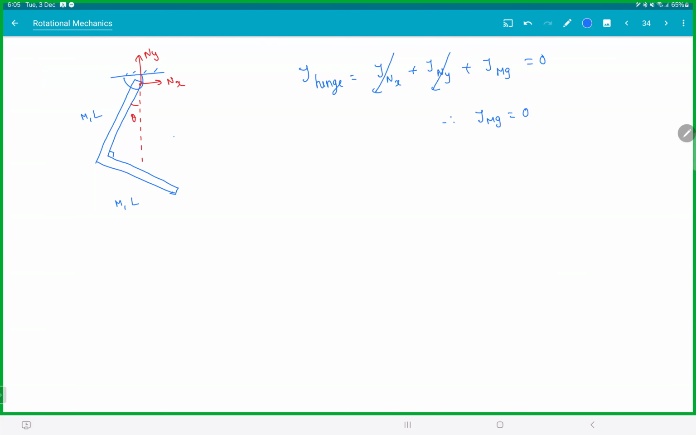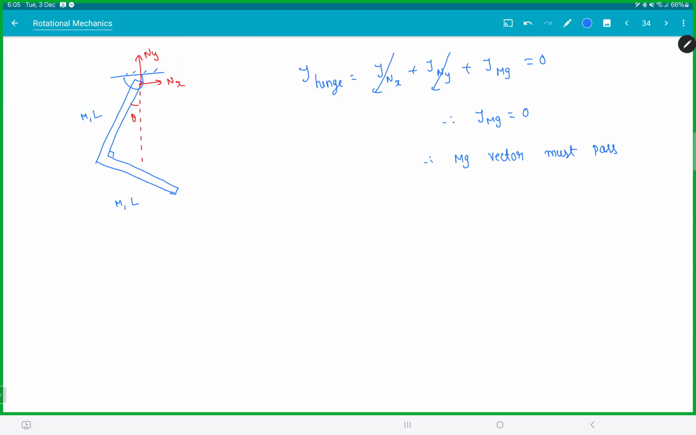Now think about it. Suppose the center of mass is here, Mg will be here. Do you think the torque is 0? There's a perpendicular distance, right? If Mg is here, is the torque 0? The only place where Mg can be so that the torque is 0 is exactly if it passes through the point of suspension. Is that making sense? Therefore torque due to Mg is 0. This implies the Mg vector must pass through the hinge.